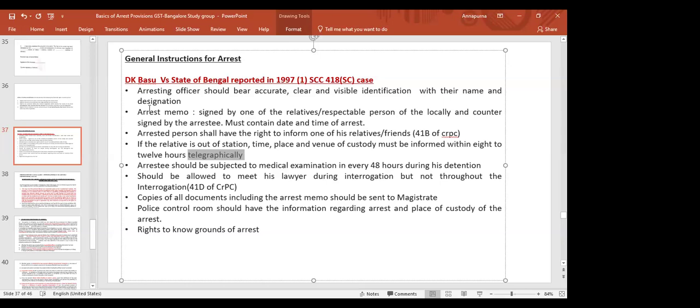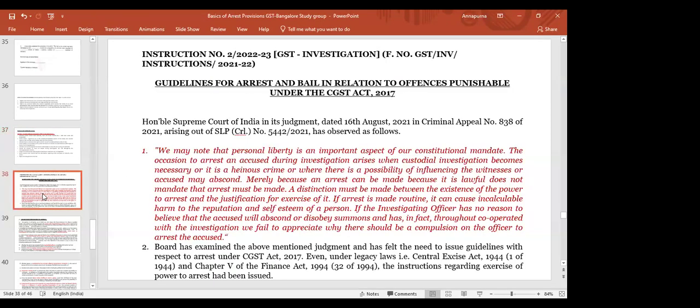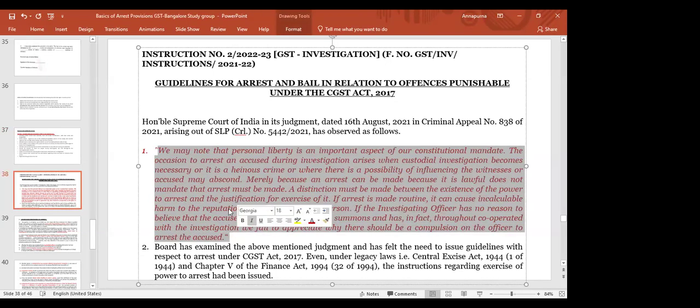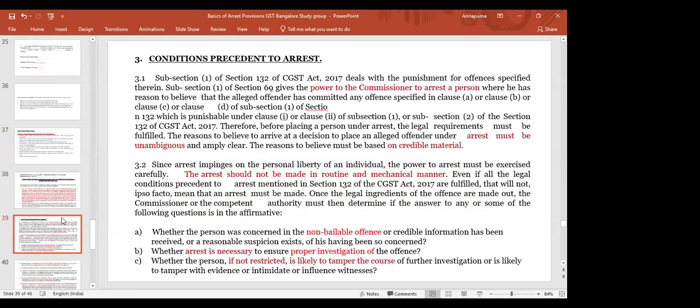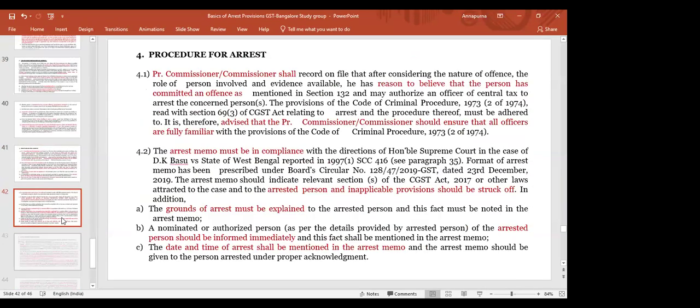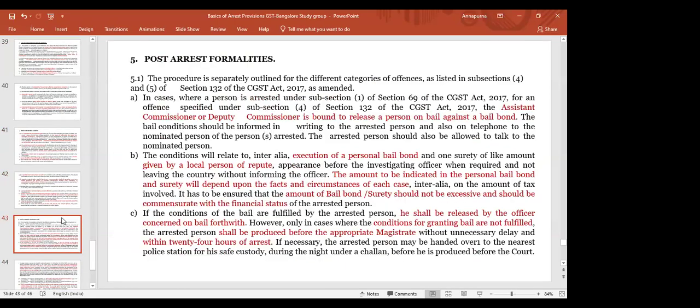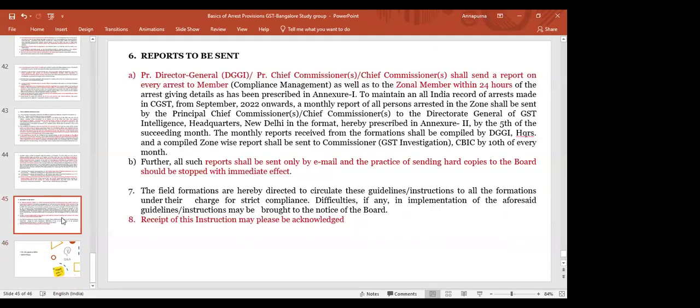So a few of the grounds which were there in the D.K. Basu case have been brought into this instruction also. I will not read much in detail, because this one para is very important, I found, sir, where they have referred to it, and I think this has to be followed by the respective officer also. So these are the conditions. So only this aspect I was able to touch upon, sir.